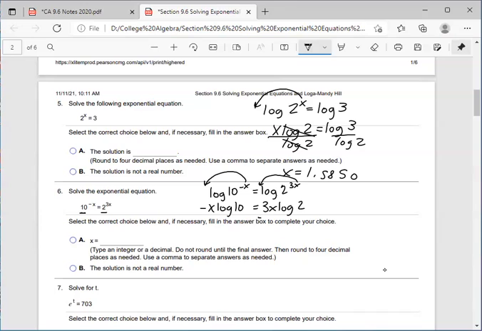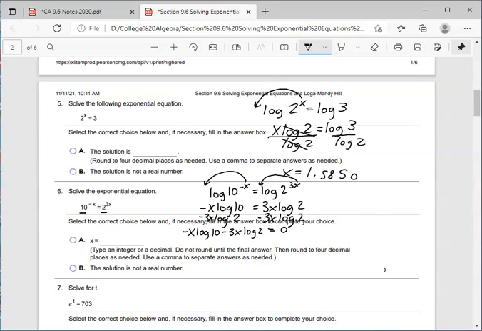So subtract 3x times a log of 2 from both sides. That would get me negative x log of 10 minus 3x log of 2 equals 0. Remember that the goal is that you're trying to get x by itself. Let me slow down a minute. So all I've done is move that other thing over there and set everything equal to 0.